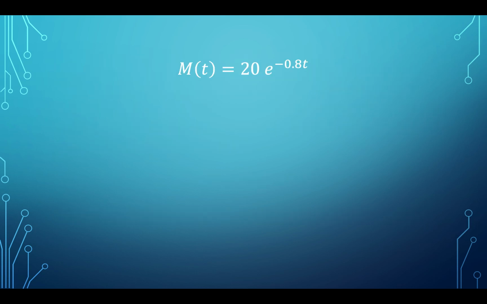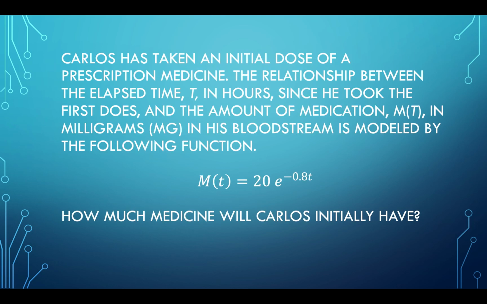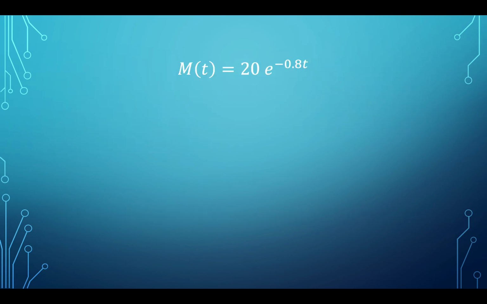If you remember from yesterday, anytime I'm talking about initial, it's always going to be 0, not 1, 0, because we want to know how much is there originally, and the only way to figure that out is if T would have to be 0. So to figure out how much there is initially, same thing. T is going to be 0, and I'm just going to plug in for T. So I do 20 times E to the negative 0.8 times 0.